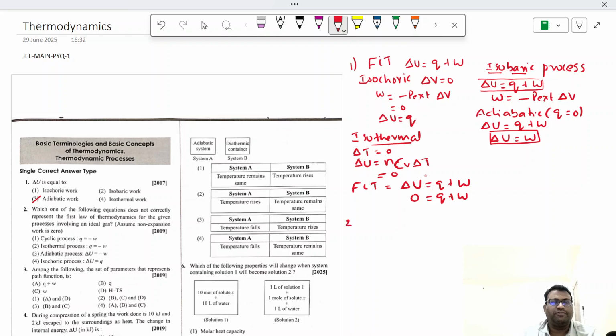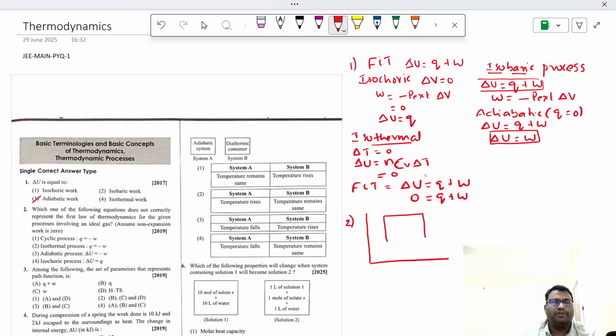Let us go with second question. Which one of the following equations does not correctly represent the first law of thermodynamics for the given process involving the ideal gas? Cyclic process. So let us take cyclic process. In cyclic process, already we have studied that. See, this is cyclic process.